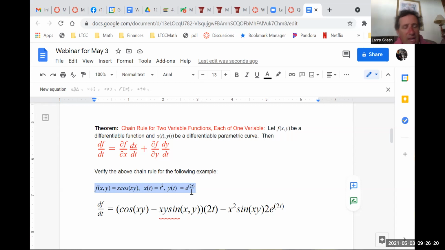Yeah. So kind of visually, f of xy is a function of x and y. Okay. But now we're going to be along this parametrically defined curve, t squared and e to the 2t. And as you move along the curve, by letting t change, how does f change? That's what this does. So that's what this is all about.